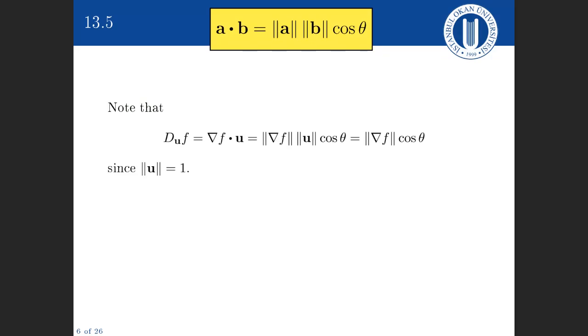Now, note that the directional derivative of f in the direction u, that's nabla f dot u. We have a formula for the dot product: the dot product of a and b is norm of a, norm of b, cos theta, where theta is the angle between the vectors a and b. So we'll use that here. We get norm of nabla f, norm of u, cos theta, where theta is the angle between nabla f and u. But u is a unit vector, so we can forget about the norm of u, and we just get norm of the gradient of f multiplied by cos theta.